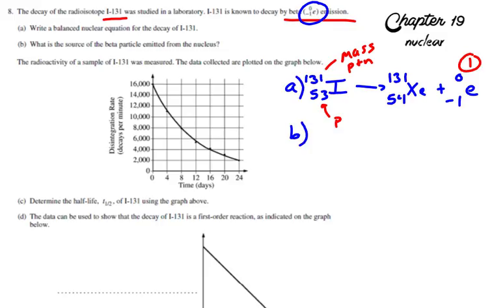We need to speed this up just a little. What is the source of the beta particle emitted from the nucleus? Please understand this. All nuclear decay, that means that a nucleus is breaking down. And what's inside the nucleus? Protons and neutrons. So if you're ever going to guess something, it's protons and neutrons. But let me help you out even more.